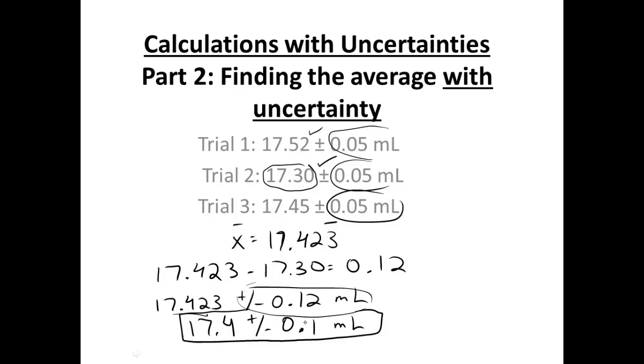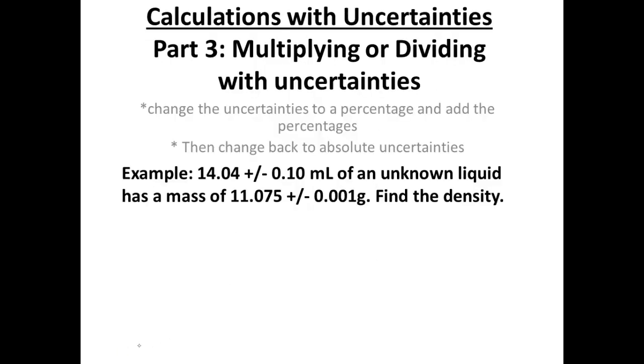There's other things you can do here, like use the standard deviation instead of the range, but I'm not going to worry about that right now. And the last part here, and this is probably one of the more challenging parts for students, is what do you do if you're multiplying or dividing measurements and those measurements have uncertainties with them?